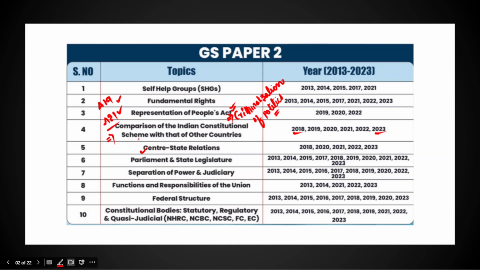Therefore, center-state relations is another area that we should discuss, along with cooperative federalism, collaborative federalism and competitive federalism. And similarly, parliament and state legislature is also a very important topic. In this context, the office of the speaker is a very important area. Apart from that, the parliamentary committees are also another very important area. And similarly, we should talk about the declining parliament.